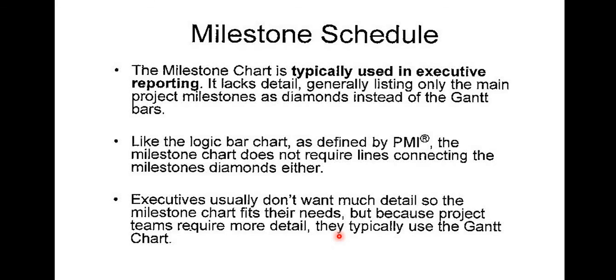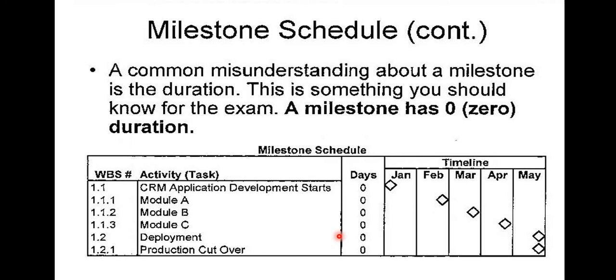So a milestone chart is typically used for executive reporting. It lacks details because really management does not want details. They just want you to tell them exactly what they need to hear, and if they need details, they ask. It generally lists only the main project milestones as diamonds instead of Gantt chart bars. So this is a typical example of a milestone schedule. All of these are interfaces of scheduling software.